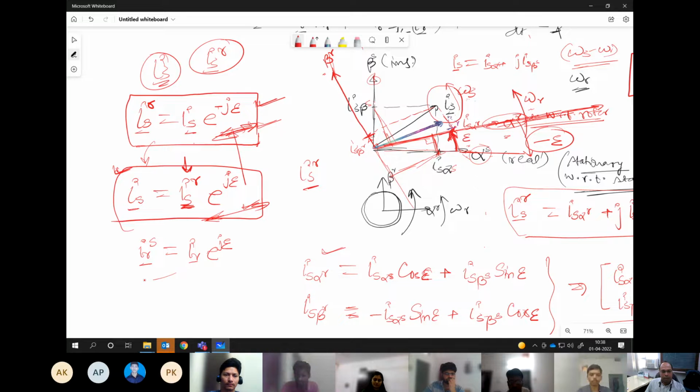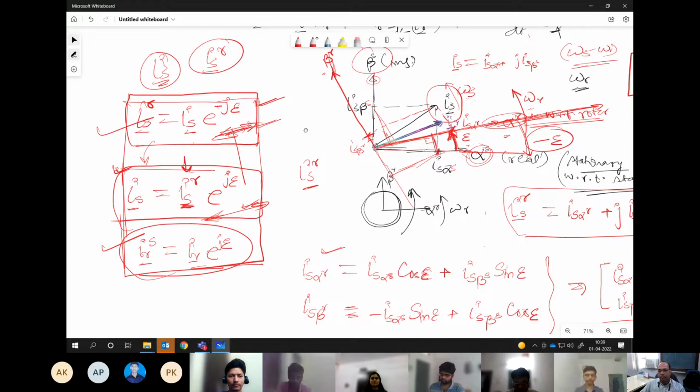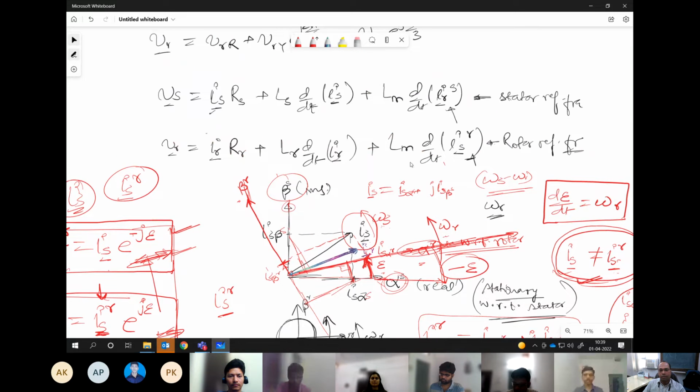Yes, because we know IR vector in the alpha R beta R reference frame, and we are jumping back to alpha S and beta S, which is minus epsilon angle away in the counterclockwise direction. So now we have the understanding of how to compute the vectors in different reference frames. So we can plug this into our equation which we have got earlier. These equations.